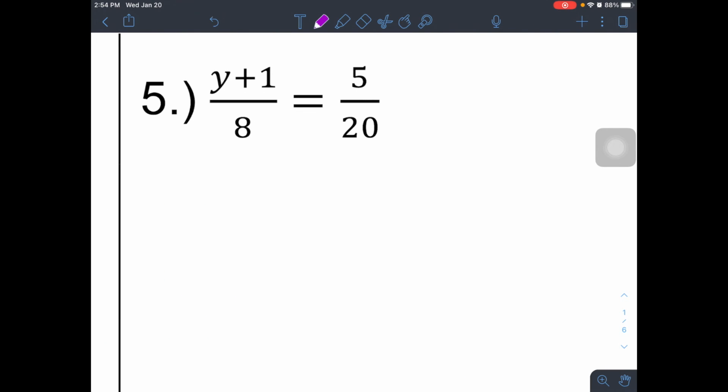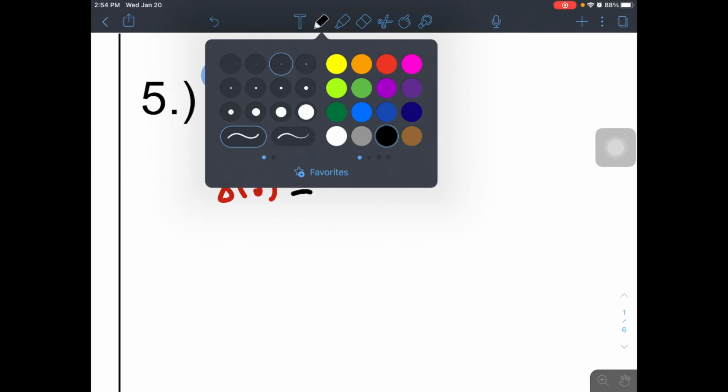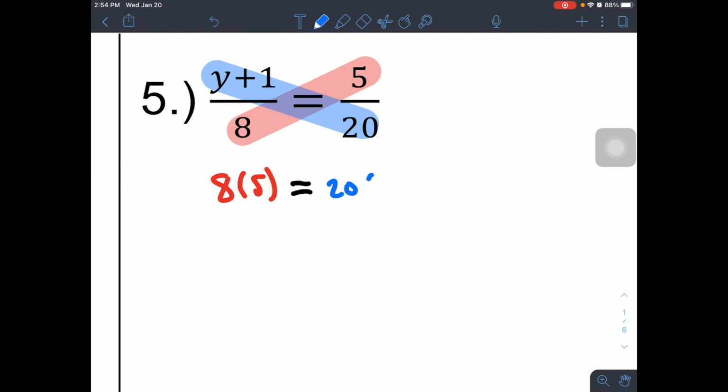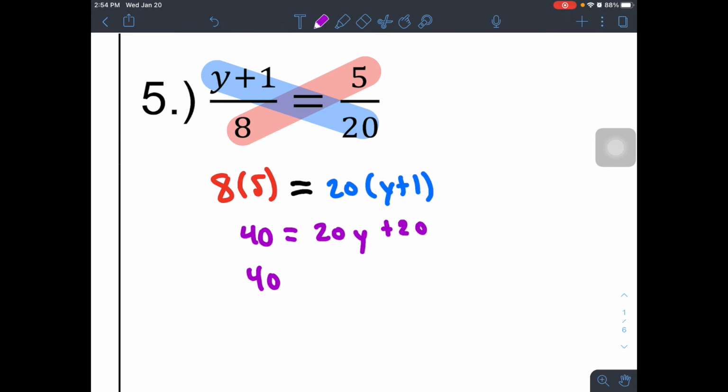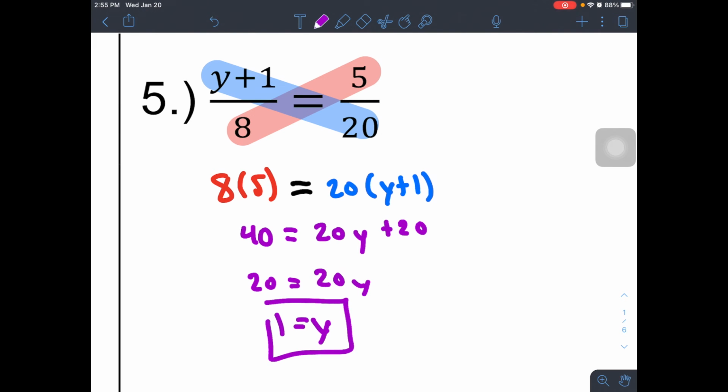Next one over here, still the same process. We still have two ratios set equal to each other. We're still going to cross multiply. So I've got this 8 times this 5. And next we have y plus 1 times 20. Now with this y plus 1 times 20, we have to be a little bit more careful. The y plus 1 should be in parentheses. Okay? So once we got that cross multiplication done, now we can actually solve for our y. And so it turns out y is 1.